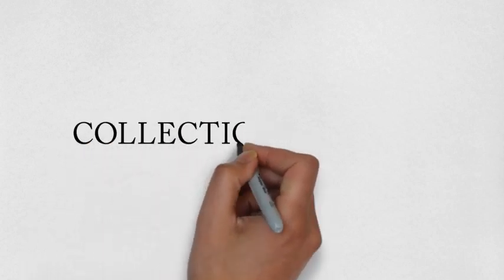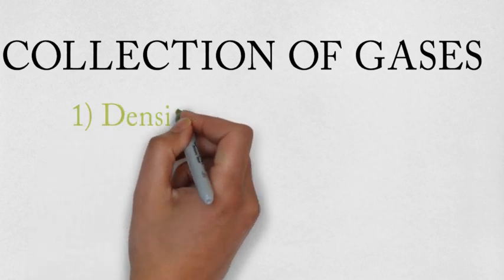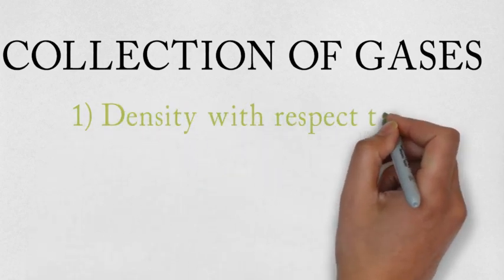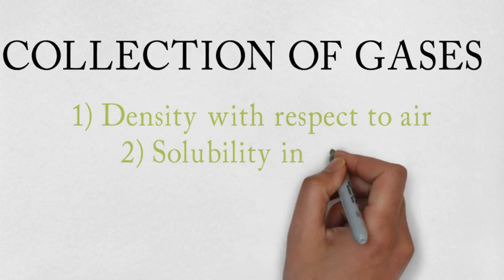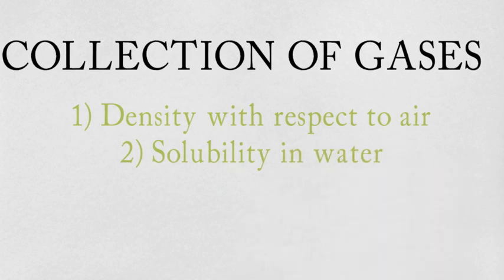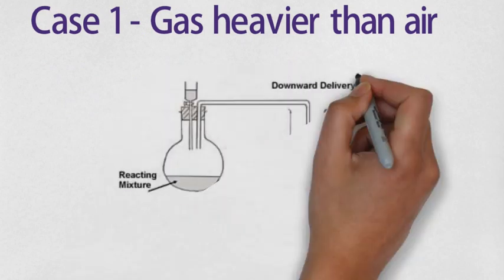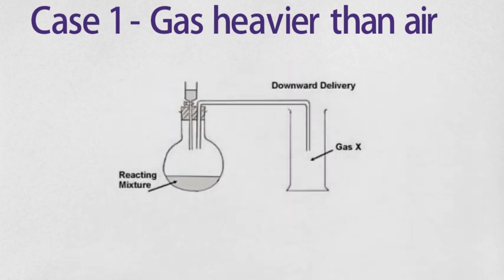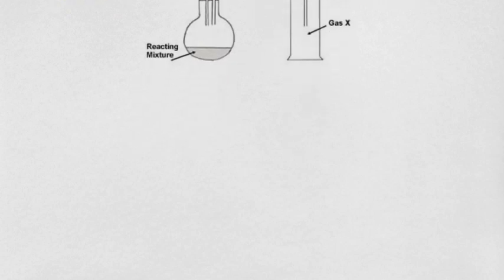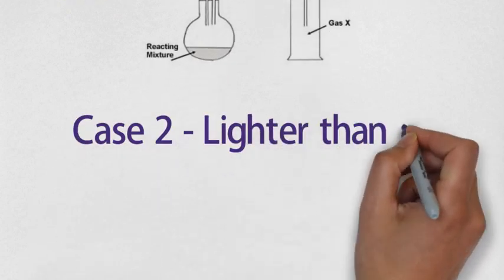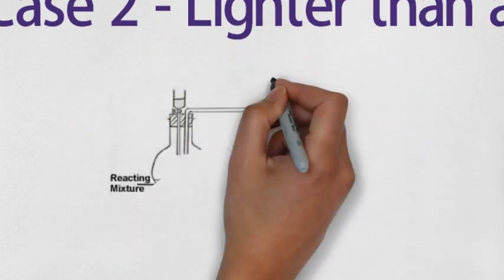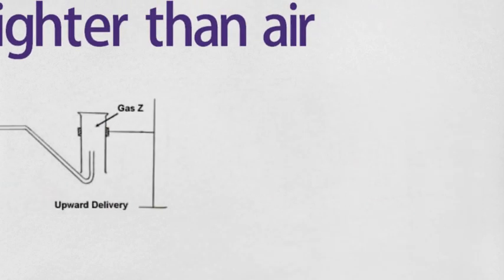Done with the measurement techniques, now let's start with the collection of gases. The collection of a gas really depends on whether the gas is heavier or lighter than the air, and also if it is soluble or insoluble in water. If a gas is heavier than air, then the method of downward delivery is used, which is also known as upward displacement of air. If a gas is lighter than air, then the method of upward delivery, also known as downward displacement of air, is used.